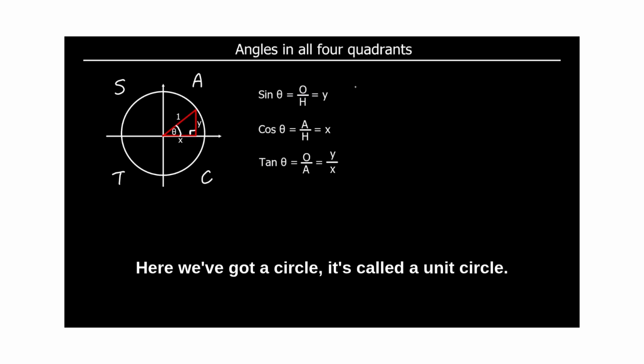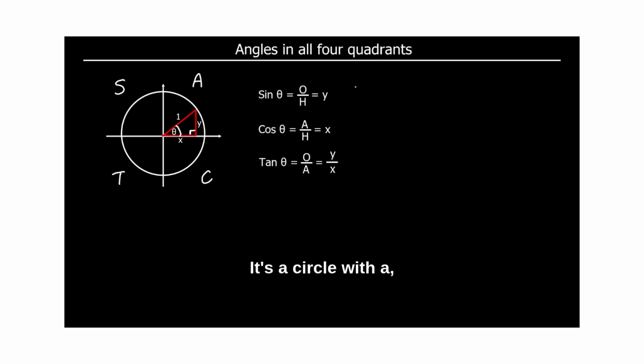Here we've got a circle. It's called a unit circle. We can see the CAST written here, and that tells you where each of the ratios are positive. So they're all positive between 0, this is 0 degrees, and 90 degrees. They're all positive. X is positive, Y is positive, and therefore Y divided by X is positive.